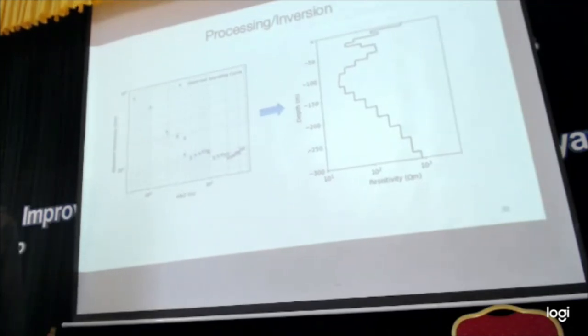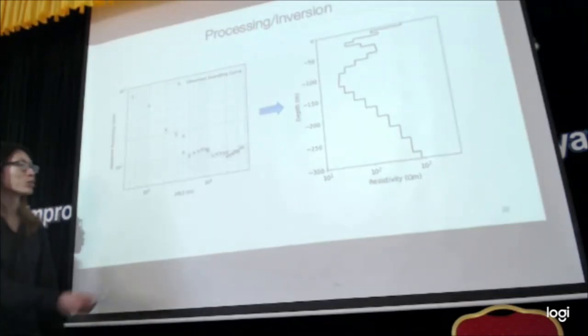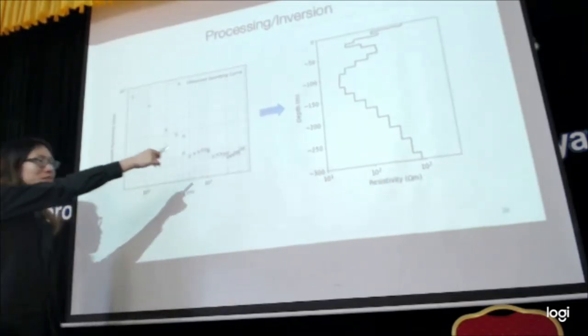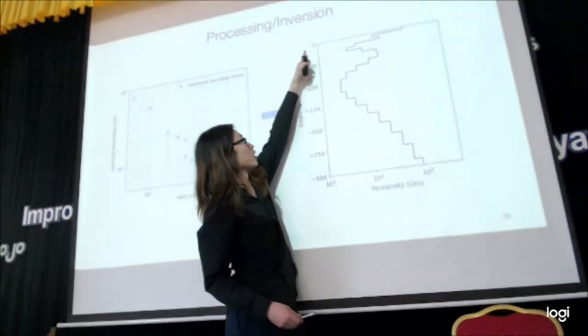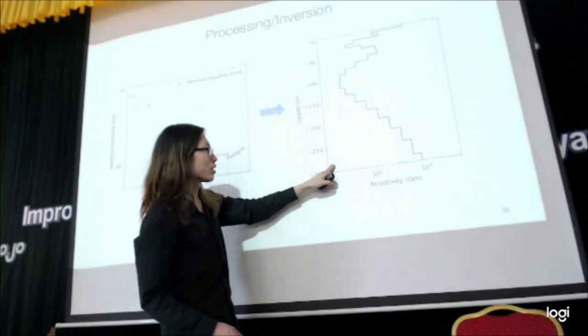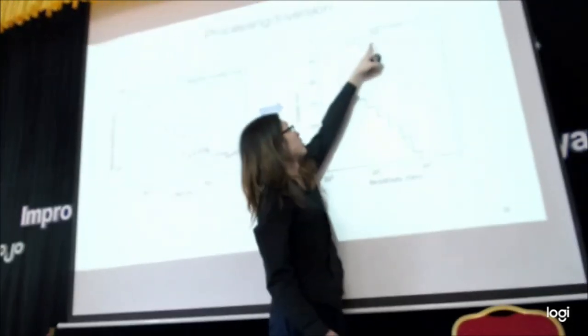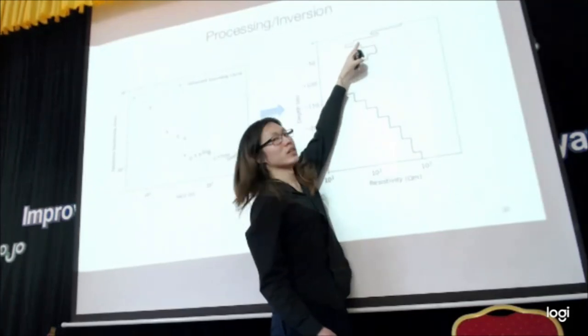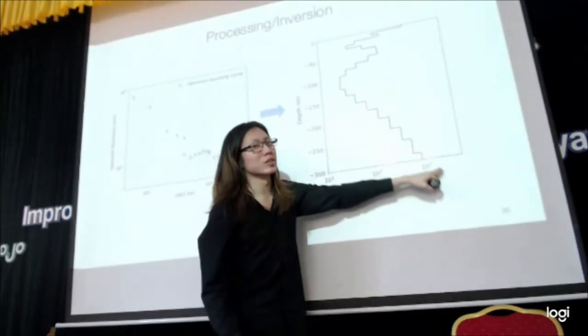Smooth inversion. I think I won't go into details about this. You can see as we go deeper, the model shows that resistivity has a minimum, and then another minimum, and then it increases.